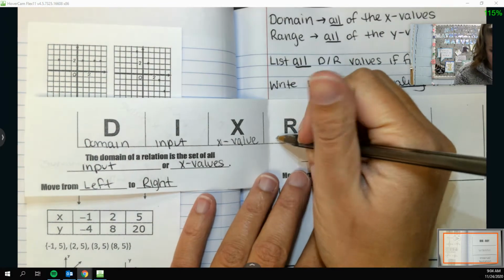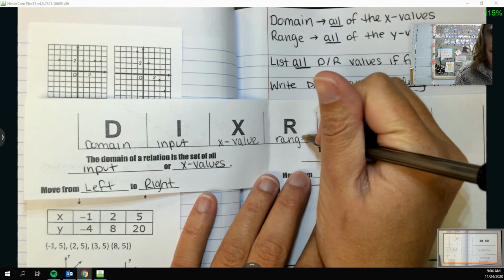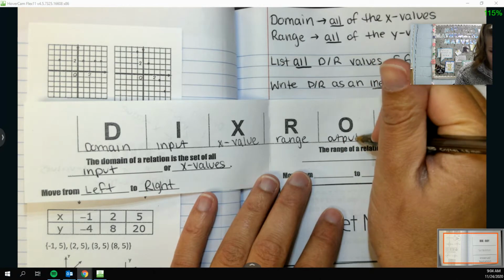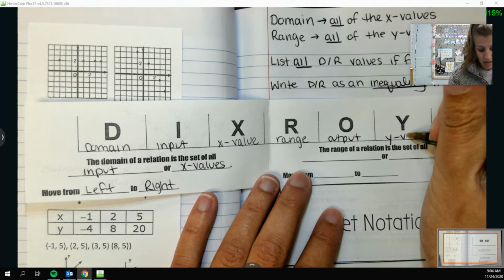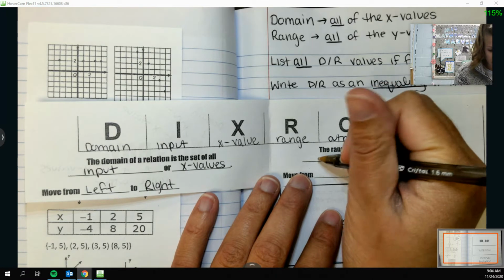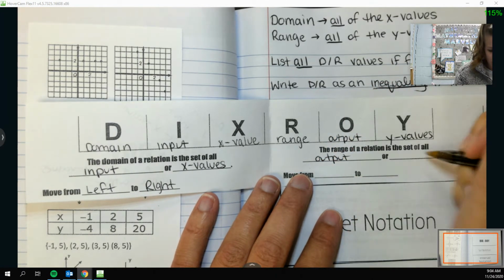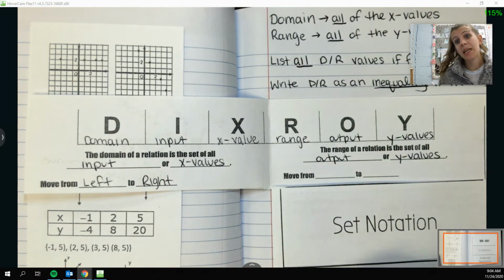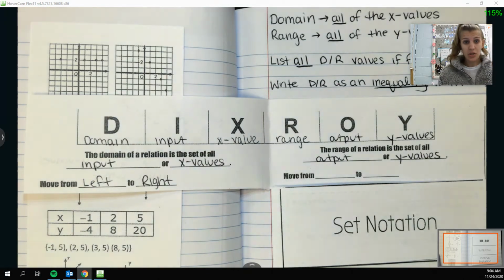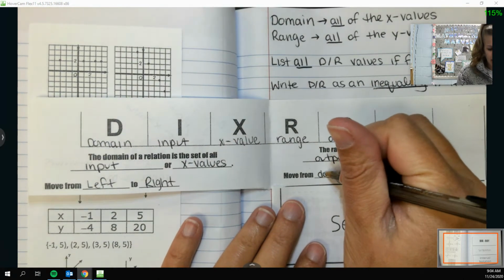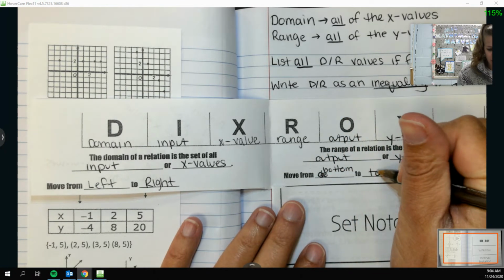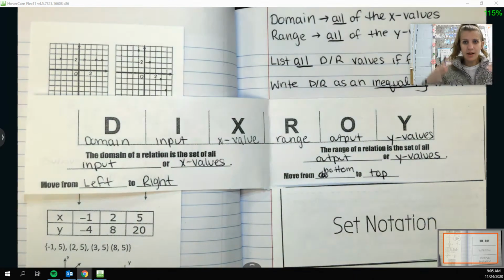ROY, the acronym for range, is the set of all output or Y values. When I'm trying to determine my range values, I need to make sure that I move up and down, from bottom to top. So bottom of the graph to the top of the graph, okay?